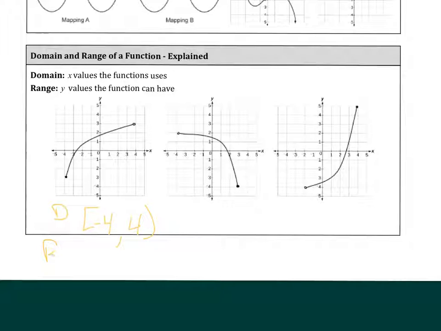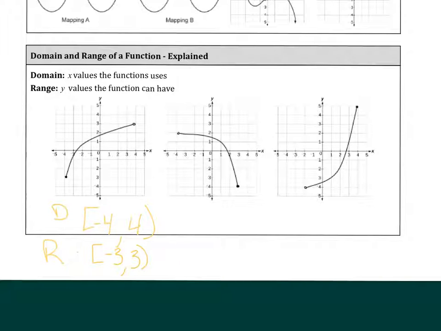So for range, I'm tracing the graph. The lowest point has a y value of -3, and that'll be included in the set because it's a closed circle. And then the highest point has a y value of +3. And so my range is going to be from that low value of -3, I'm going to include that, so I have the square bracket, up to a y value of +3.